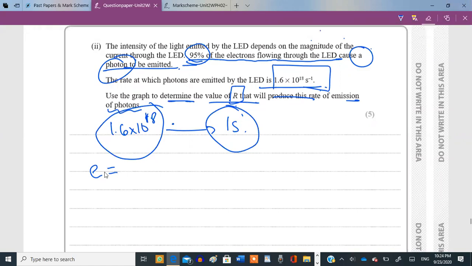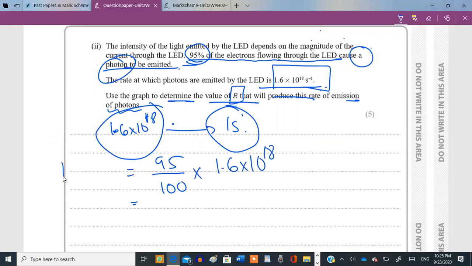No, actually not this many electrons. The number of electrons which are flowing, this is actually the 95% of it, not 100% of it. So what's the 95% of this? 95% of this number is going to be the number of electrons which are flowing in the circuit, because only 95% are emitting the photons and not all of them. So 0.95 multiplied by 1.6 raised to the power of 18 will give you 1.52 raised to the power of 18 as well. These are the number of electrons which are flowing through the circuit.